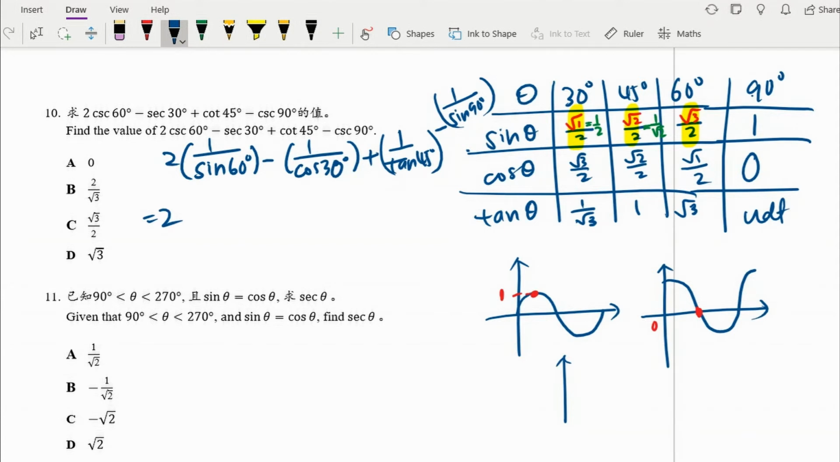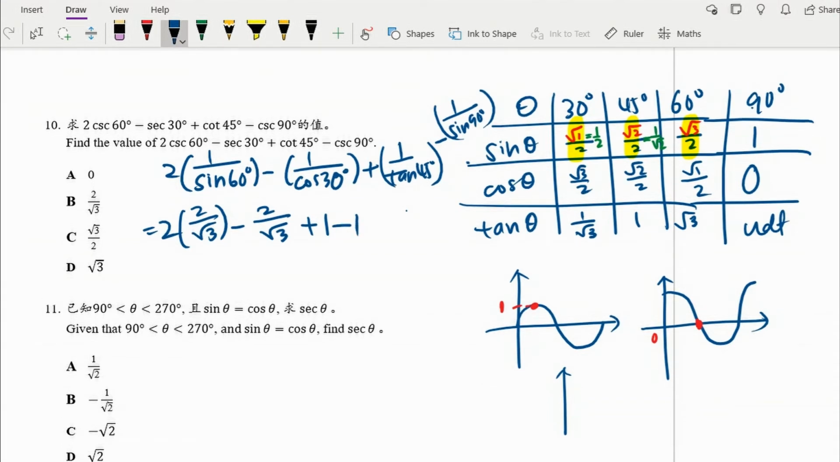Sine 60 is the third one, root 3 over 2. But you take the reciprocal, so it's 2 over root 3 minus cos 30. Cos 30 is equal to sine 60. Again, you take the reciprocal, so it's 2 over root 3. Tangent 45 is the one in the middle, which is 1. 1 over 1 is 1. Sine 90, the graph is on the hill, so it's 1. 1 over 1 is 1.